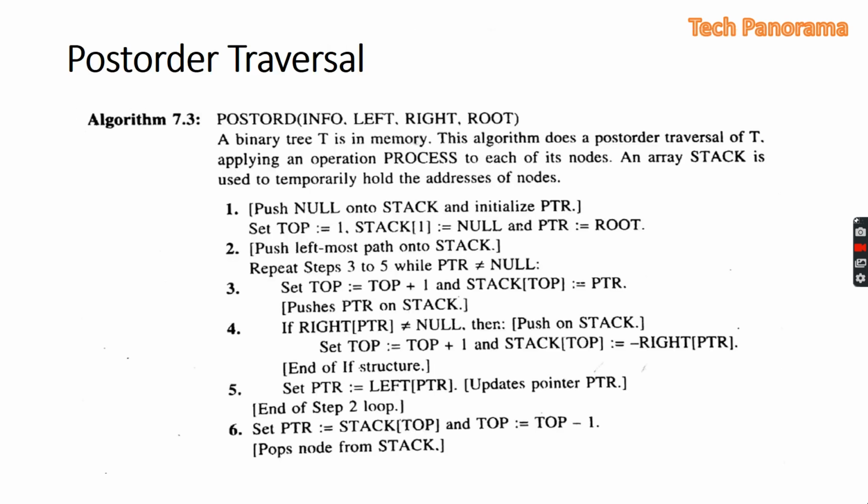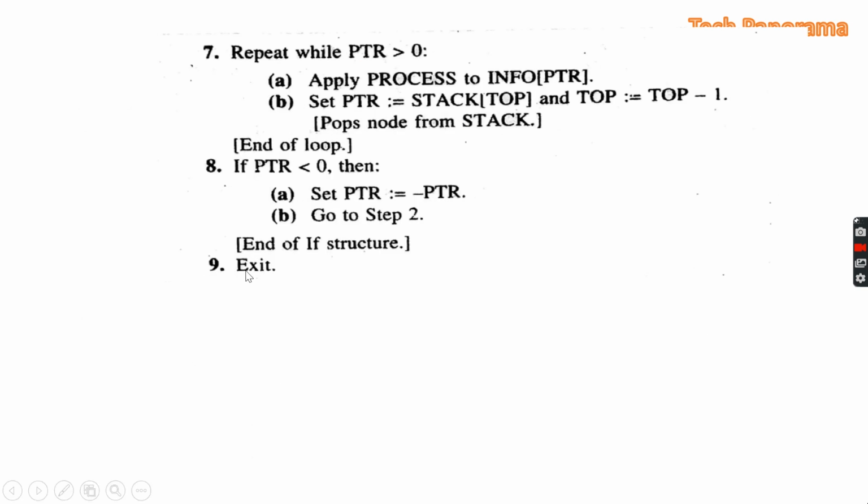The process goes on till the PTR is assigned as null. When the PTR is assigned as null, we will stop the process in step number 9.